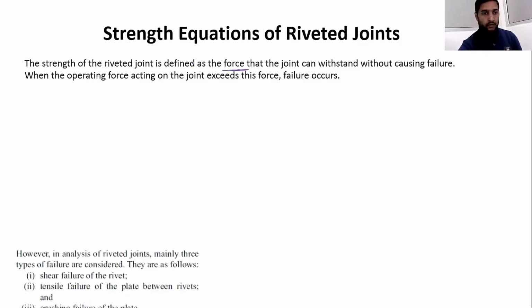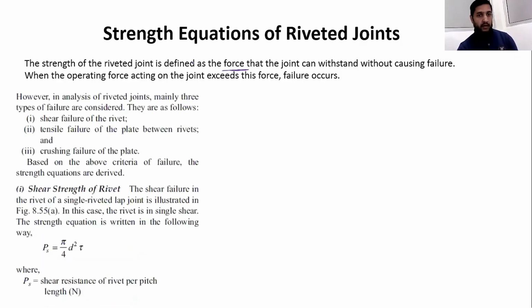Okay, so in general mainly there are three types of failures which are considered in rivets. Those are shear failure of rivet, this is first type. Second is tensile failure of the plate between the two rivets, and crushing failure of the plate. Now let me discuss one by one these failures. Let us take first shear strength of the rivet.